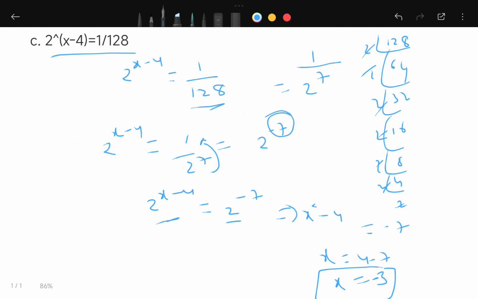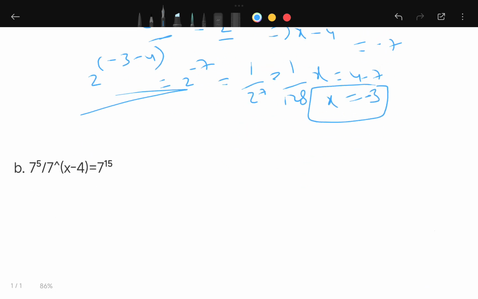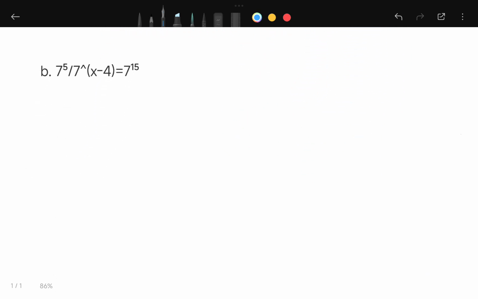So if you substitute the same thing here, in the place of x, if we replace minus 3, we will get 2 power minus 7, which is 1 by 2 power 7, which is 1 by 128. So what we got is correct. Let us move to the third problem.